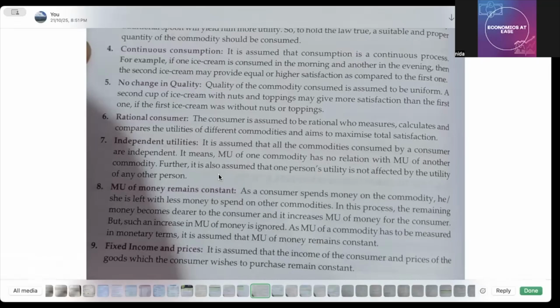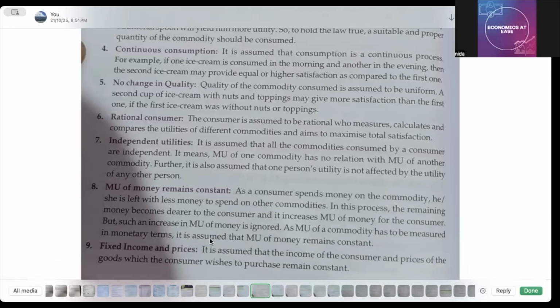Then the eighth one, marginal utility of money remains constant. As a consumer spends money on a commodity, he or she is left with less money to spend on other commodities. In this process, the remaining money becomes dearer to the consumer and increases MU of money. So it means the value of money does not change during the process of consumption. Then the ninth point, fixed income and prices. The income of the consumer and the price of the goods remain unchanged while consuming different units. If the prices or income change, the law may not hold true.